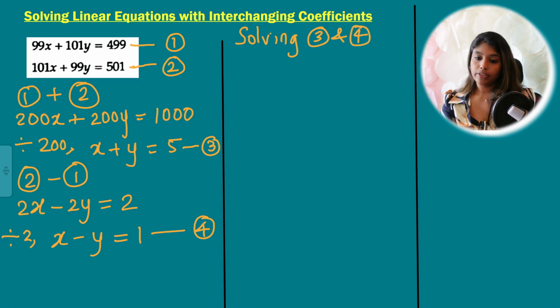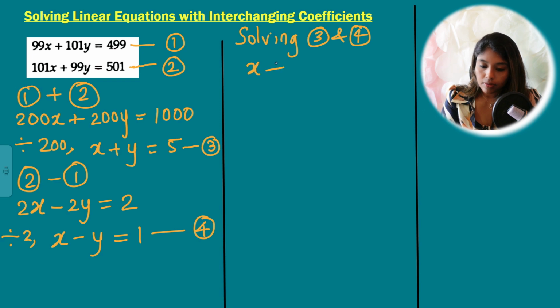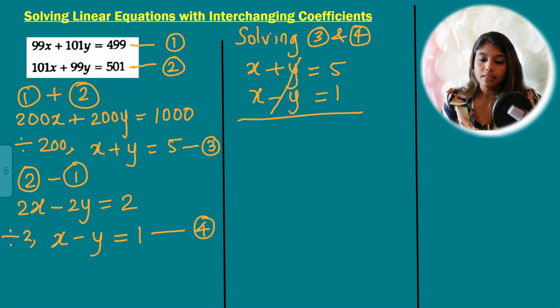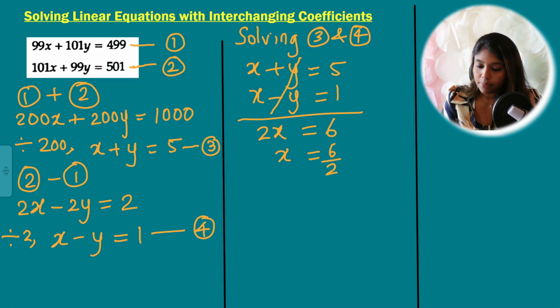When we try to solve equations 3 and 4, we can go with either the substitution or elimination method. I usually prefer the elimination method because that's easier. So x plus y equals 5, x minus y equals 1. You see that there is a positive y and a negative y, opposite signs, so I can just cancel them and add the rest together. So x plus x is giving me 2x equals 5 plus 1, which gives me 6. Transposing 2 to the other side, it becomes 6 divided by 2, which gives me x equals 3.